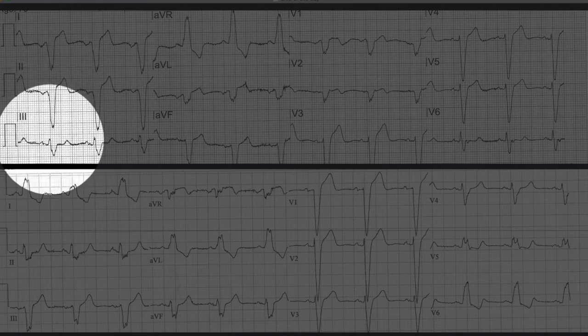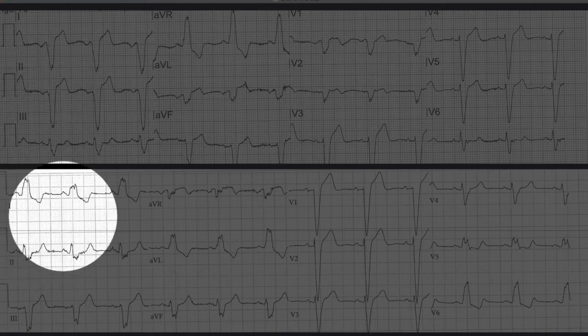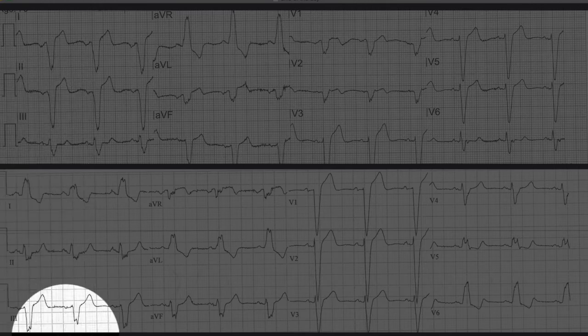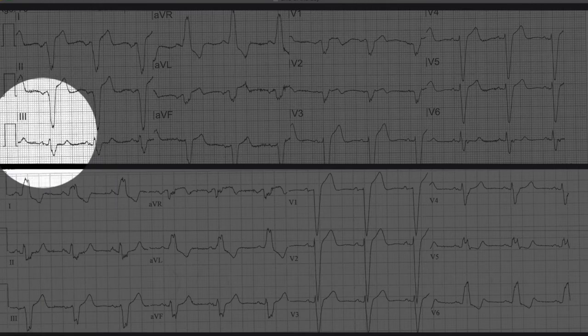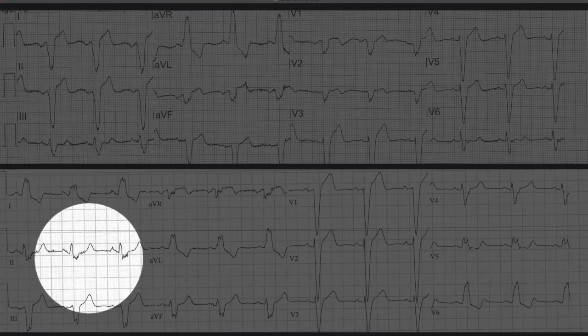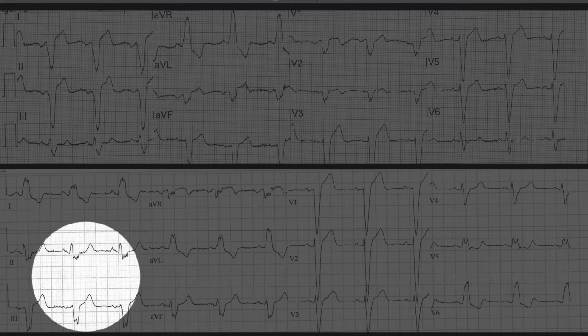Lead 2 and lead 3 ought to switch places. So lead 2 should actually look like lead 3, which it does. It's got that little notch down at the bottom. It's mostly negative, and that looks mostly like that. And again, account for differences in machines, that kind of stuff.